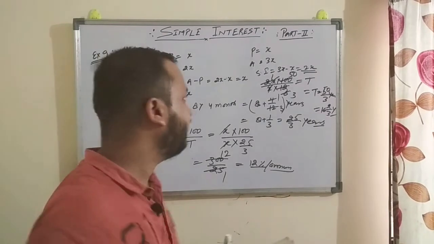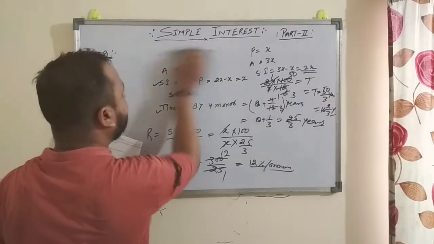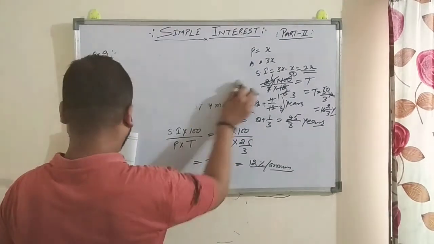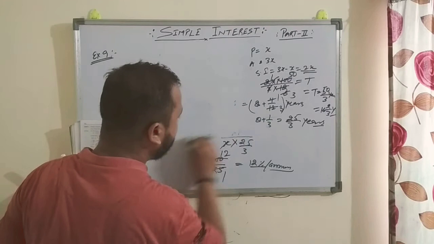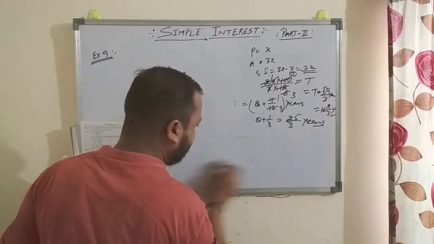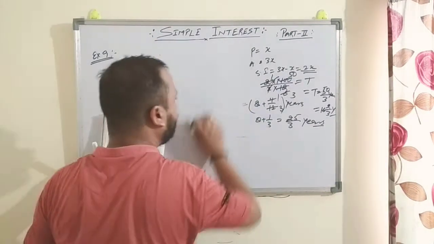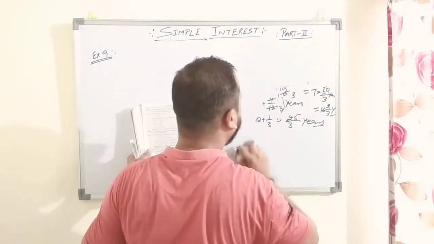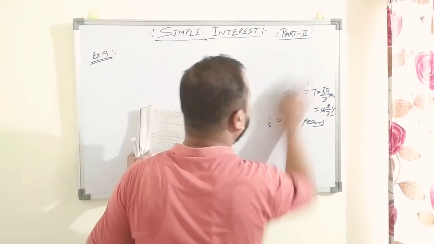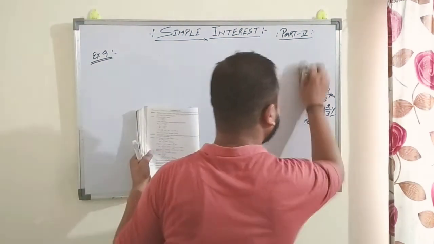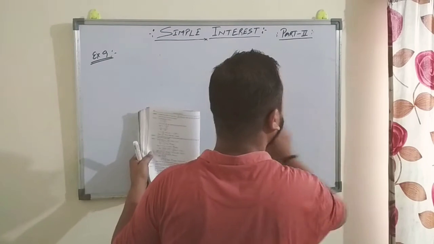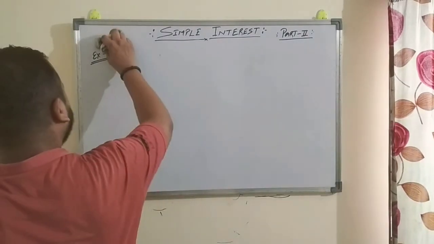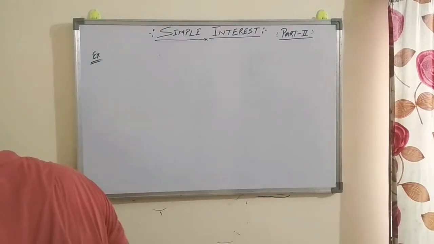And after 5 years, that particular money becomes 4160, right? So you have to find out the principal, right? What amount you have lent and the rate of interest, means at which rate of interest you have lent that particular money. So this is example number 10.